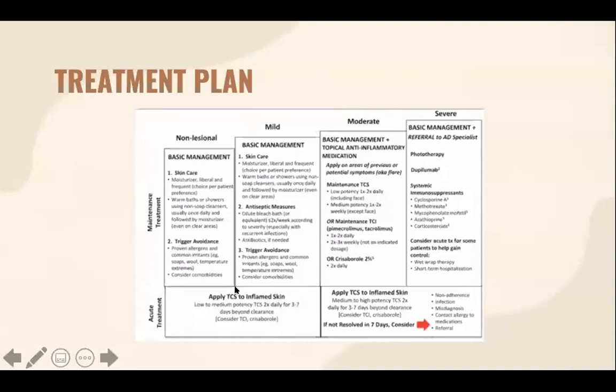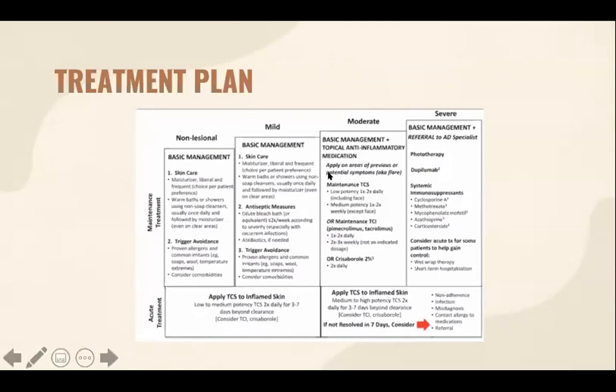Regarding the acute treatment, it will be initially with topical application of corticosteroid to the inflamed skin. The choice will be between low to medium potency topical corticosteroid twice daily for 3 to 7 days beyond the clearance of the lesion. So basically, we will choose the appropriate low to medium potency corticosteroid and instruct the patient to administer it twice daily for 3 to 7 days after disappearance of the lesion.